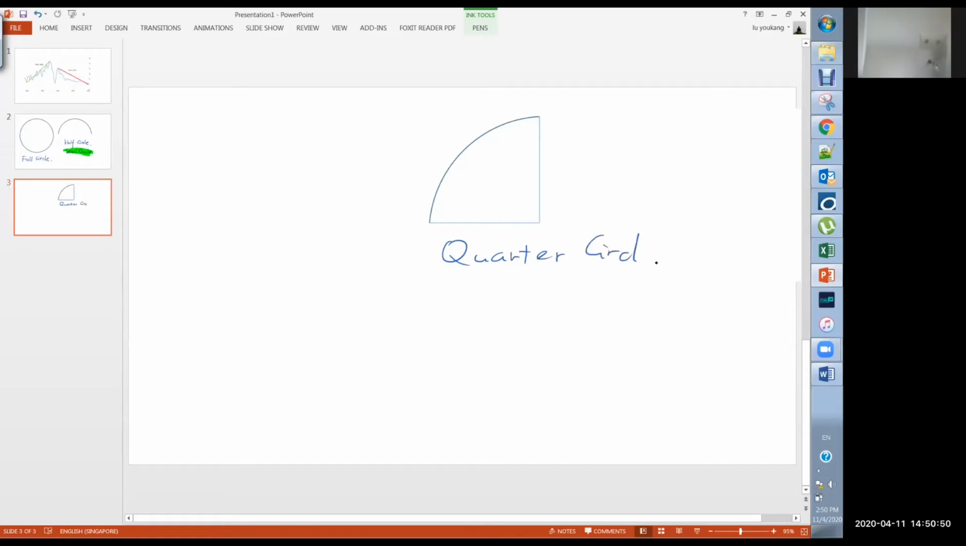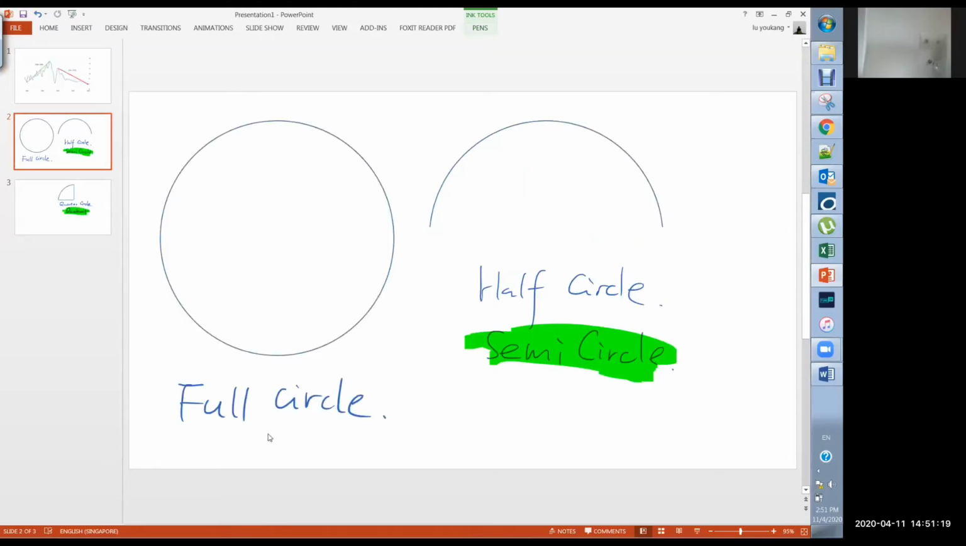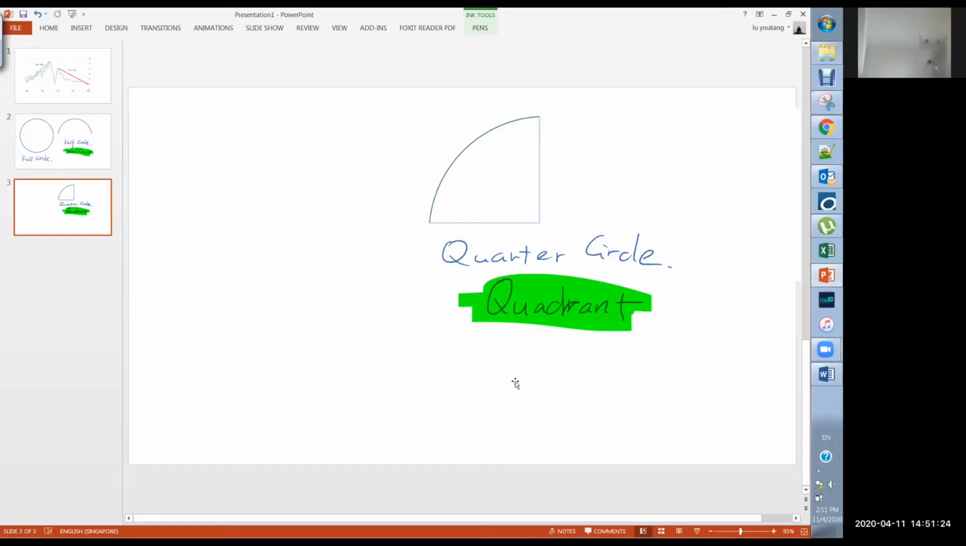What's the name for it? There's a name for it. Half circle is called semicircle. Quarter circle is called... have you learned it, or have you just forgotten? It's called quadrant. So what I need you to remember is this is called semicircle and this is called quadrant. Very good. So you need to know some of the terms.